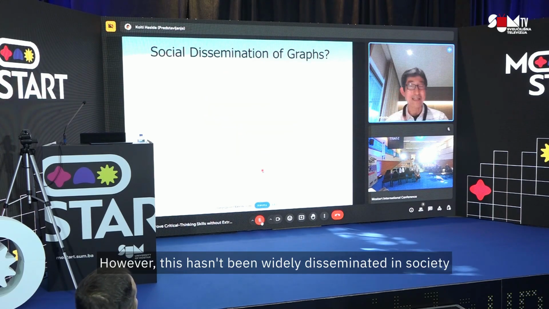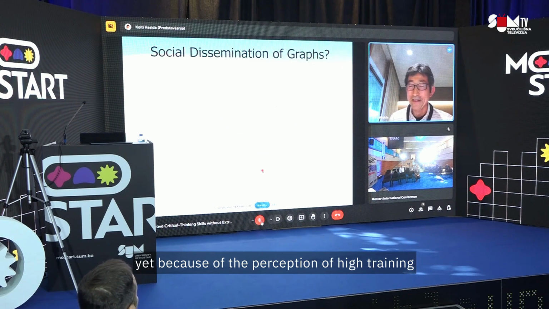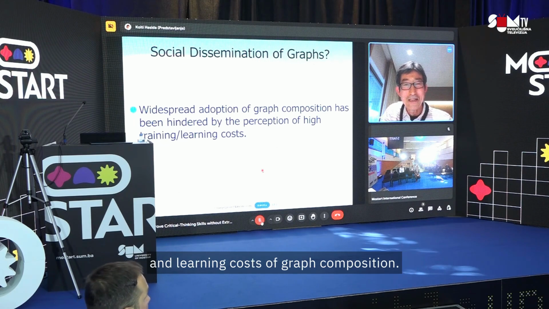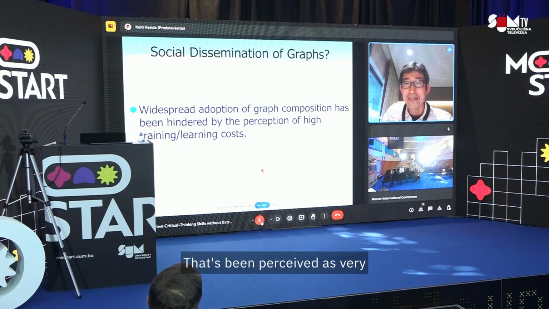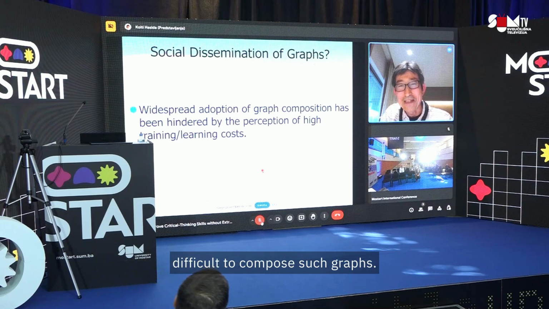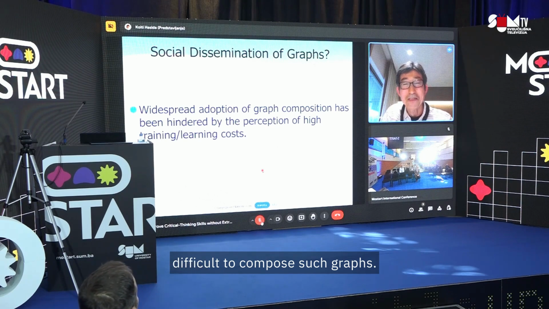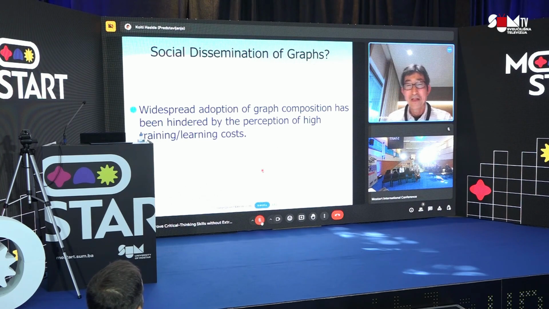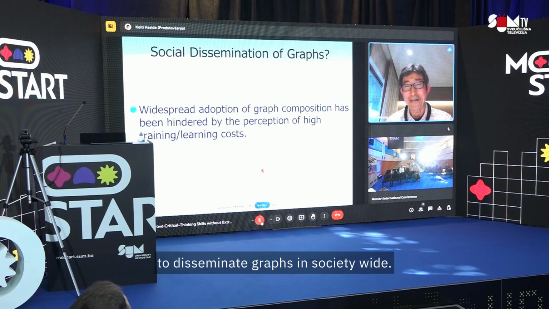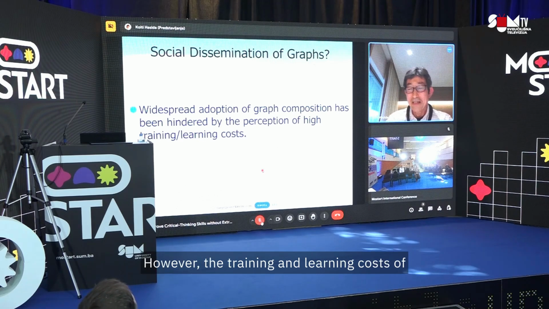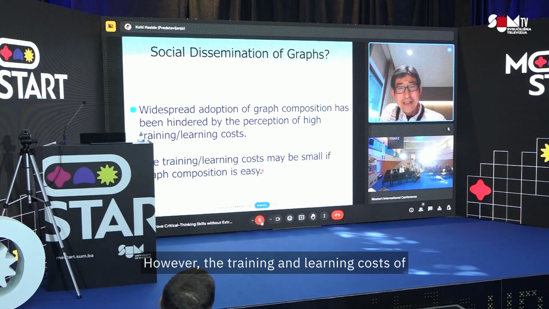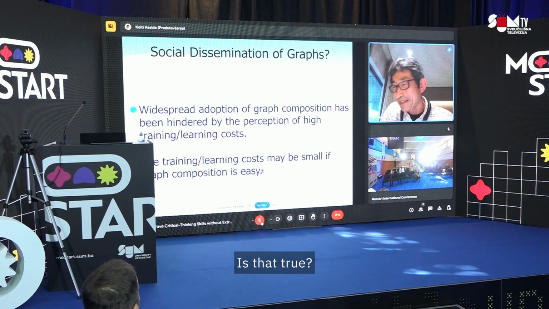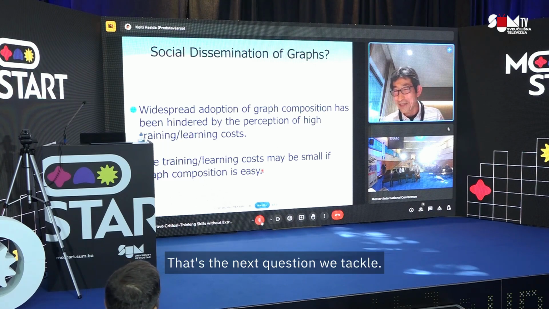However, this hasn't been widely disseminated in society yet because of the perception of high training and learning costs of graph composition. It has been perceived as very difficult to compose such graphs, and it takes a lot of cost to teach and learn how to compose graphs. So this is a problem on how to disseminate graphs society-wide. However, the training and learning costs of graph composition may be small if graph composition is easy. Actually easy, is that true? That's the next question we tackle.